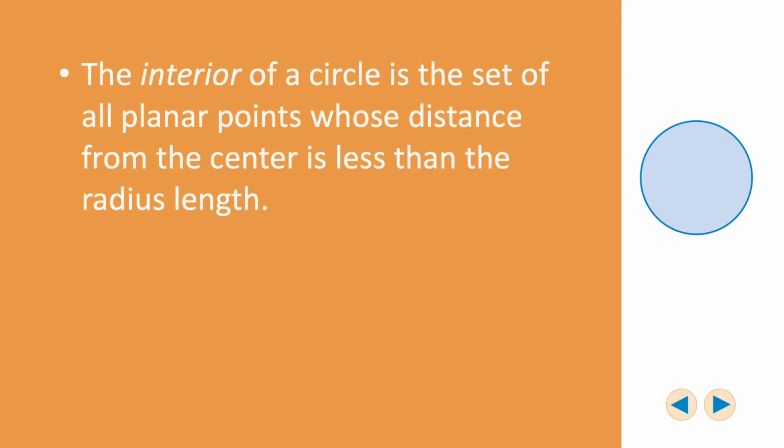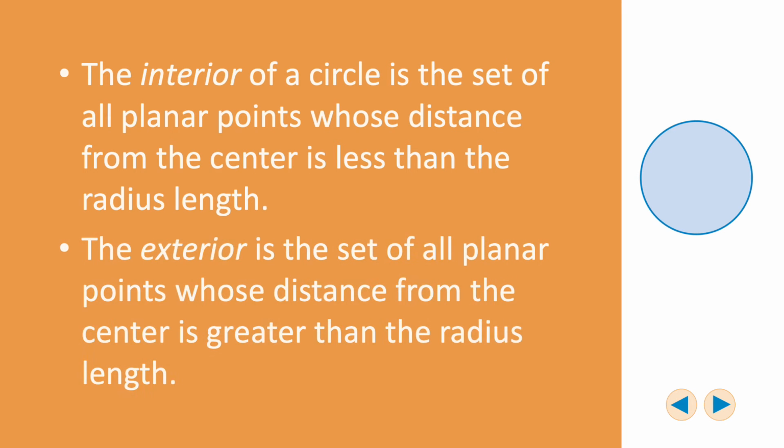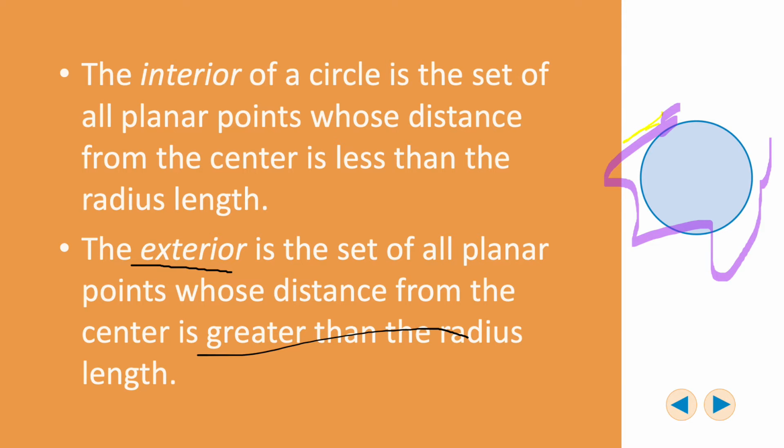The interior of a circle is the set of all planar points whose distance from the center is less than the radius length. So that whole blue shaded area is just the inside part of the circle, the part that you would color in. The exterior, that's the outside, is the set of all planar points whose distance from the center is greater than the radius length. So this whole area outside of the circle is the exterior of the circle.